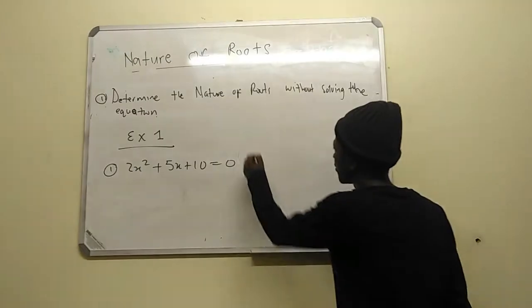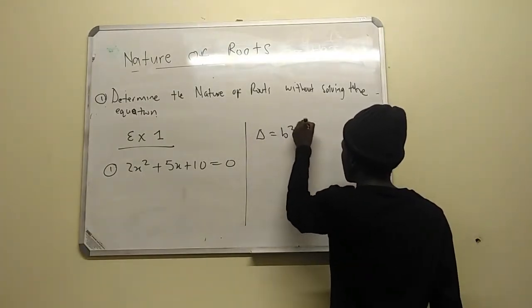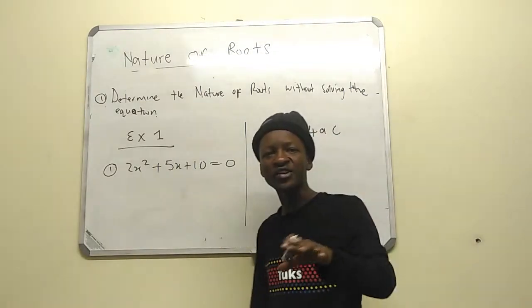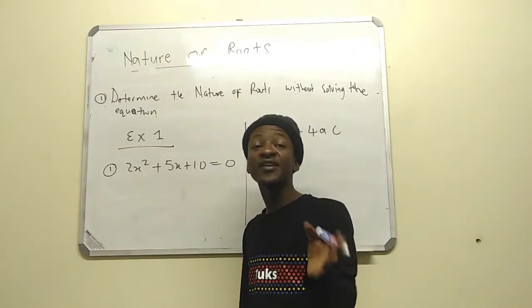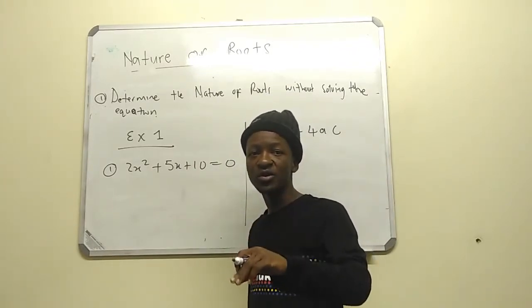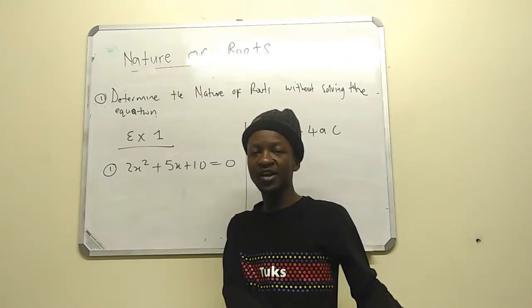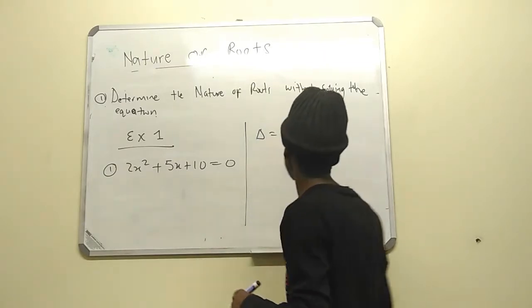First you need to know that your delta is equal to b squared minus 4ac. You have already written your notes, and you have already written that table that I've given you. Make sure you have that table alongside you so that you can know what we're talking about.